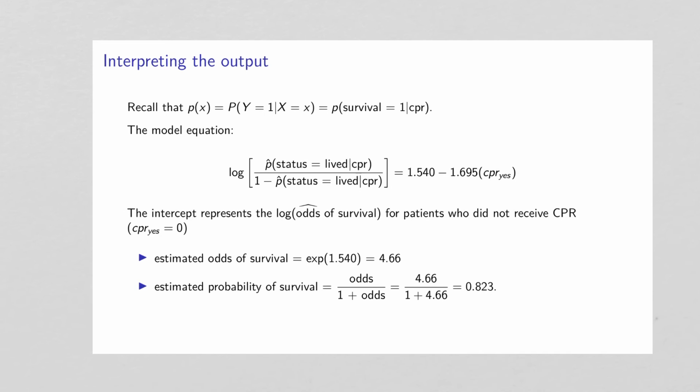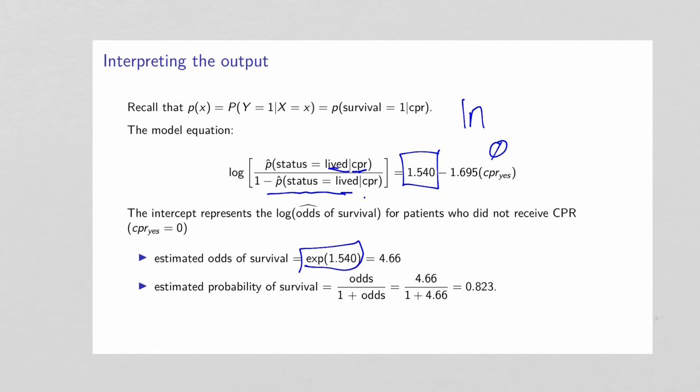Okay, and this is how you interpret the output. Remember that the probability of x equals the probability of y equals 1 given x equals x. Probability of survival equals 1 given that you have CPR. So the natural log, sometimes I write natural log as ln, and that's how your calculator has it. Log of the probability of living given that you were given CPR versus the probability of not living given that you were given CPR. And so when CPR yes is equal to 0, you were not given CPR, then this is your natural log odds, again, of surviving. Then you need to raise it to the exponent.